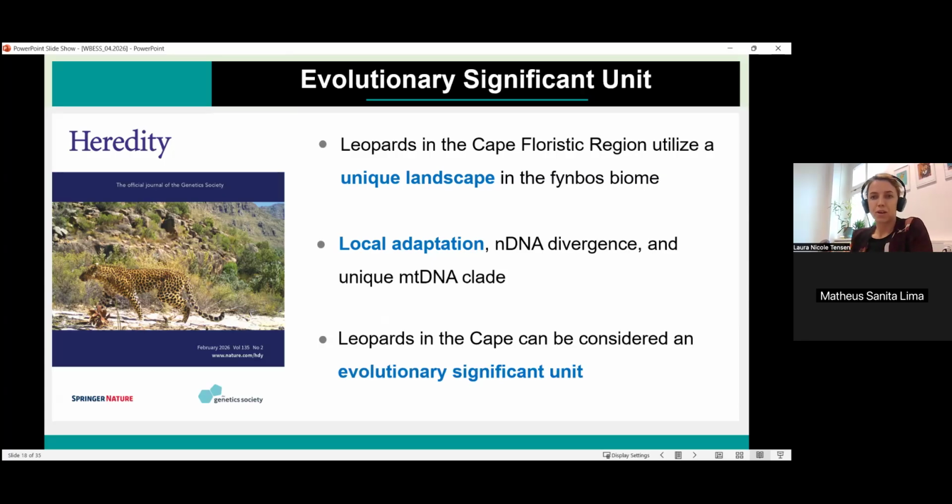As a result of this, we do consider that leopards in the Cape can be considered an evolutionarily significant unit and that they should be protected as well as the environment. It's under a lot of stress in the area, and they should probably get their own IUCN Green List assessment as well to see what the population status currently is.